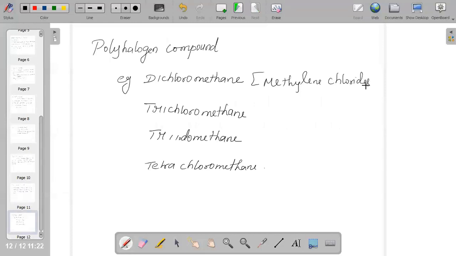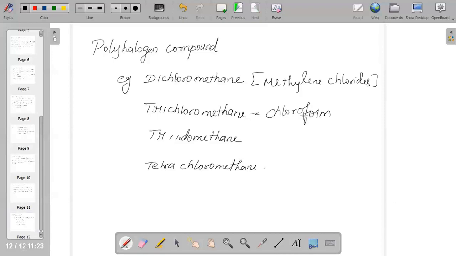Dichloromethane, we can say it as methylene chloride, and it is used as a solvent, or it can be used for paint remover. It is used as a propellant in aerosols, or it can also be used in metal cleaning. We can even have your polyhalogen compound as trichloromethane. Trichloromethane, the common name which we all know, is chloroform.